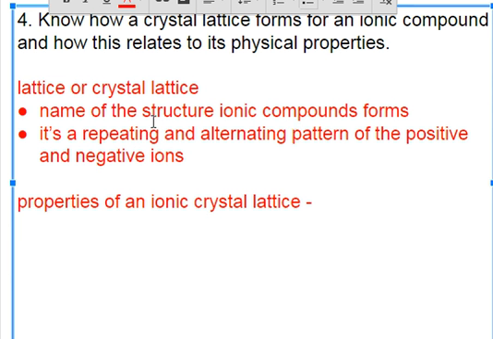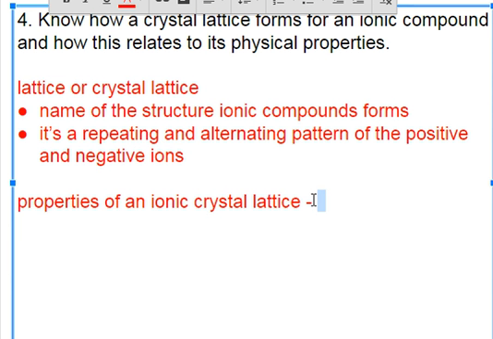So it asks, how does this relate to its physical properties? Well, in order for something to boil or melt, the ions have to spread out or move around. So the fact that it's held in this tight pattern is why it's got a high melting point and boiling point. It's why the ions can't move and allow charge to go through it. But it's also why it's brittle.